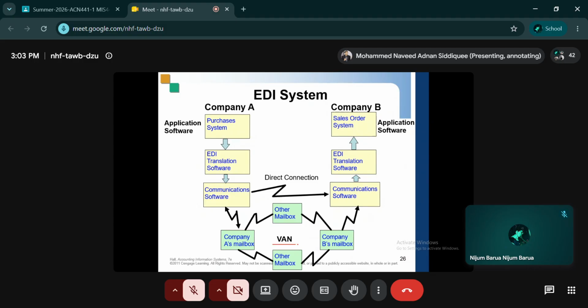It uses a virtual area network, but this part is not really something that you need to explain in a lot of details. So what is happening is that there are two companies. So there is company A and there is company B.